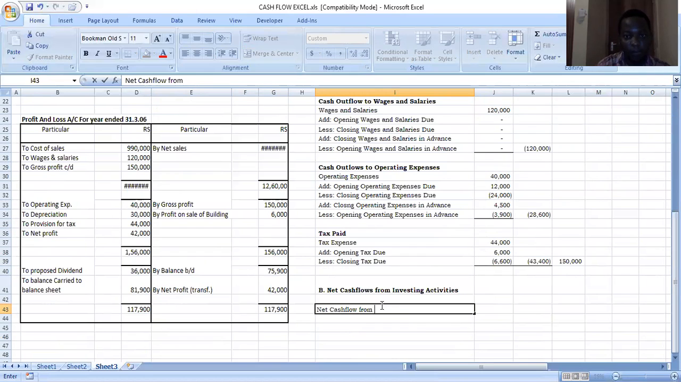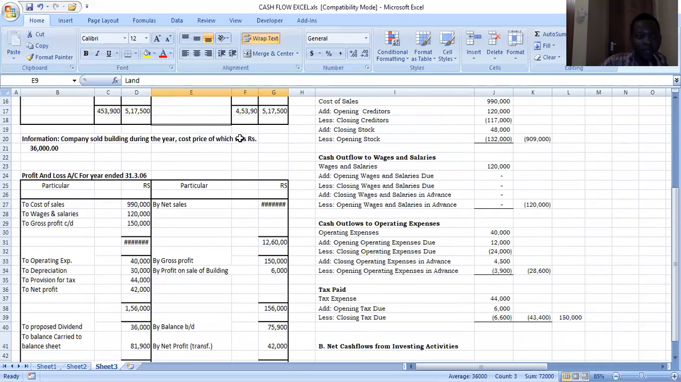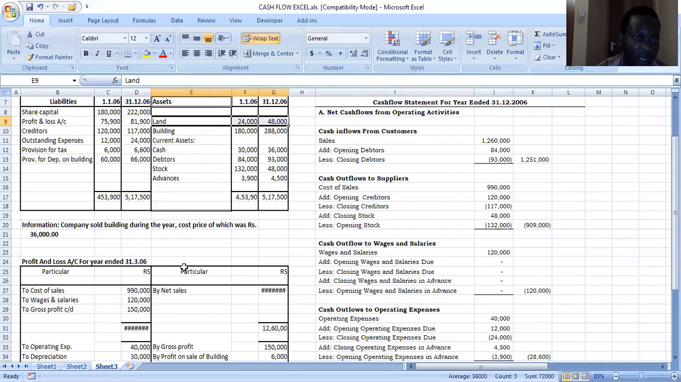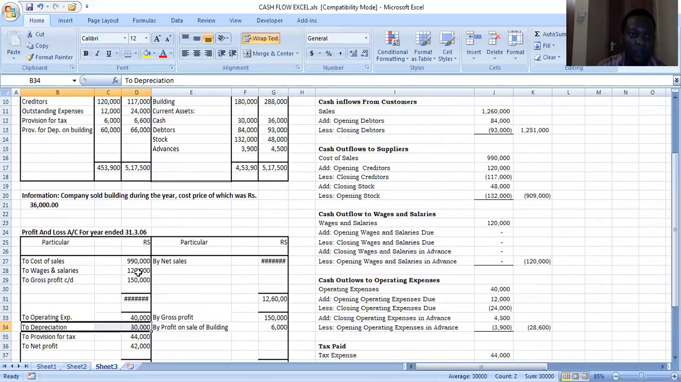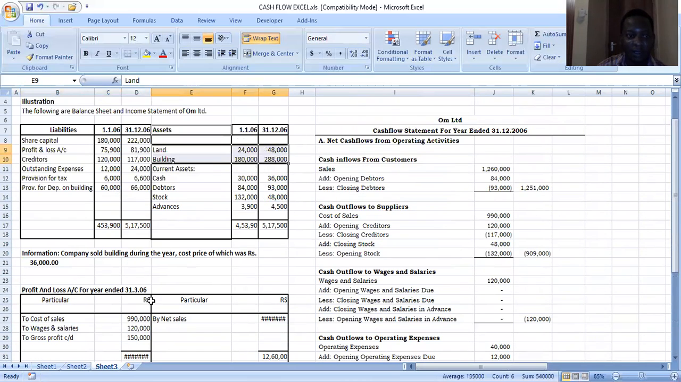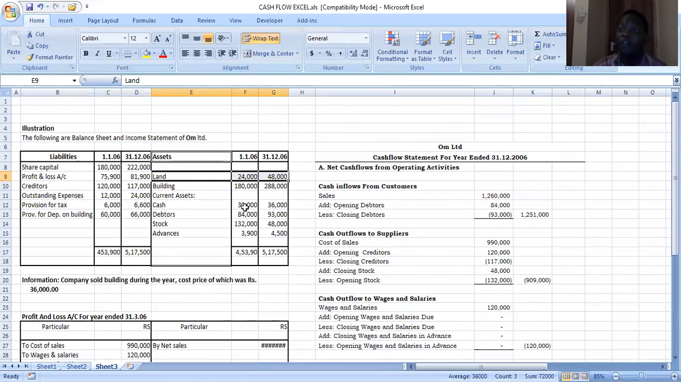Net cash flow from sale, maybe I put it in brackets, sale or purchase of land. So in our case, we have land. At the beginning, it's 24,000. At the end, it's 48,000 shillings. Do we have any other additional information concerning land? No. We have depreciation here, but it's not specified what it is on, but we have two fixed assets, that is land and buildings. So we'll assume that this depreciation is for buildings. In most cases, land does not depreciate in value, so this depreciation doesn't apply to land. So there is no further additional information on land.